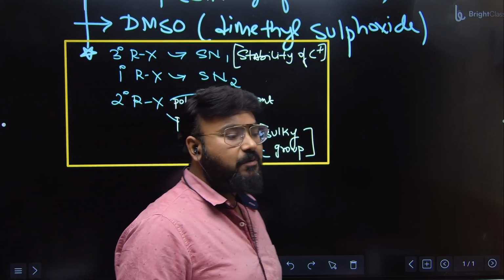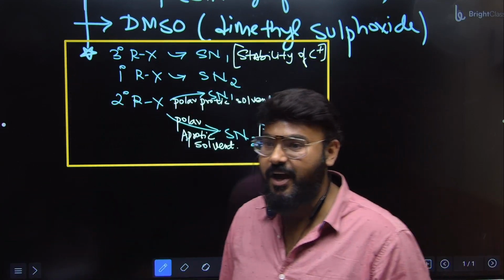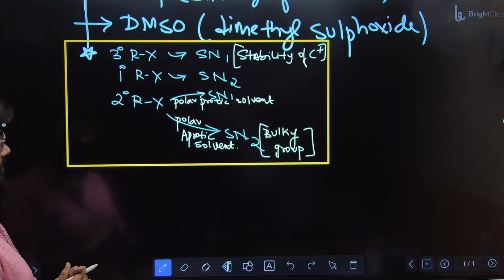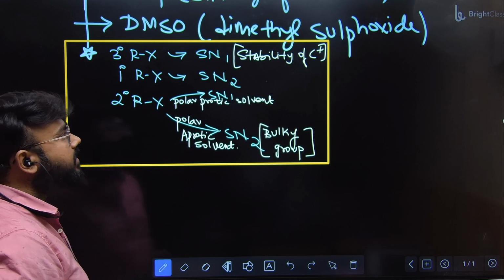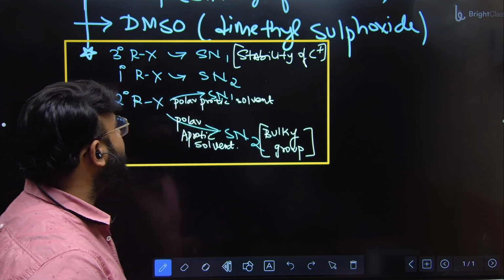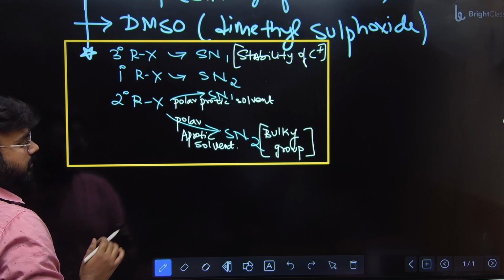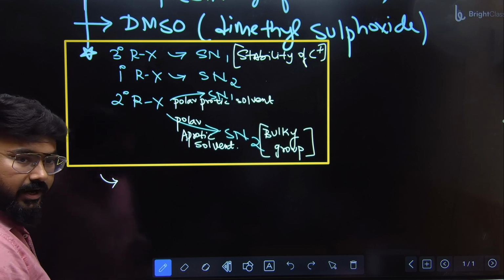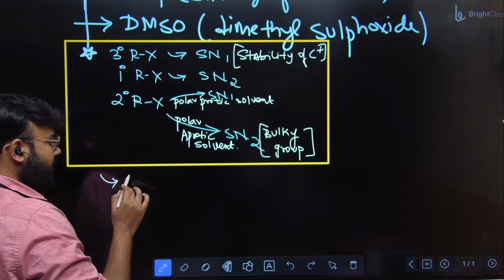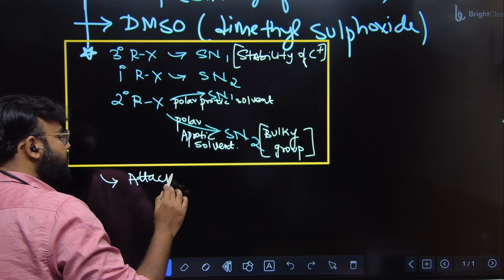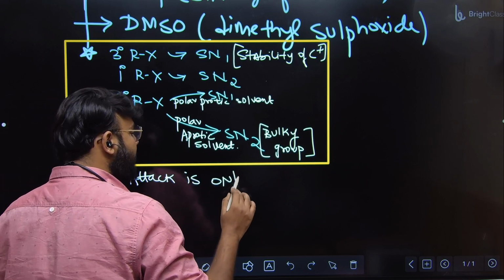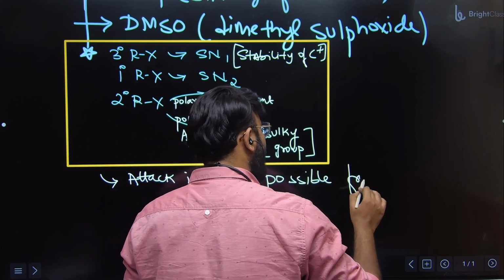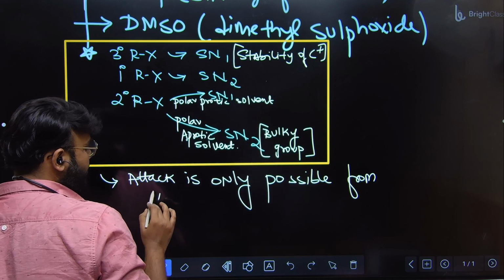So guys, today we will be doing a lot of questions on SN1 and SN2. Okay. Now, next up, I have to tell you some more three things. Guys, now let's write down one more thing. Attack is only possible from rear side.